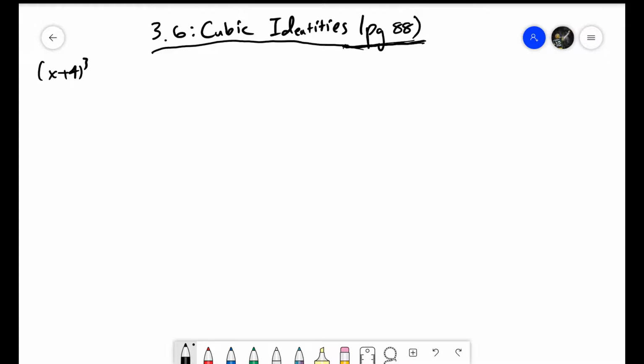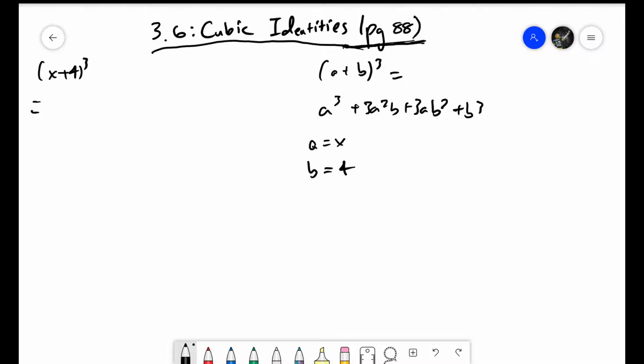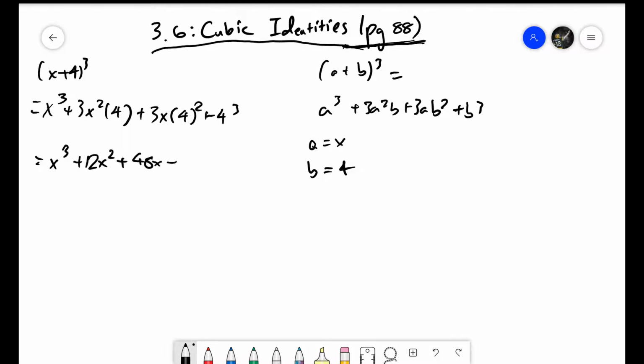So this is an example of the a plus b cubed identity, which is equal to a cubed plus 3a squared b plus 3ab squared plus b cubed. So in this case, a is equal to x and b is equal to 4. So this can be simplified to x cubed plus 3x squared times 4 plus 3x times 4 squared plus 4 cubed, which is equal to x cubed plus 12x squared plus 48x plus 64.